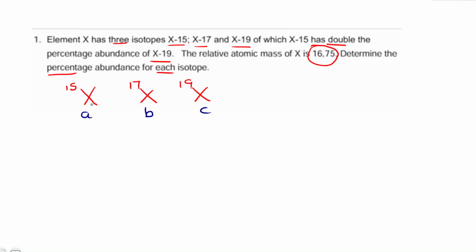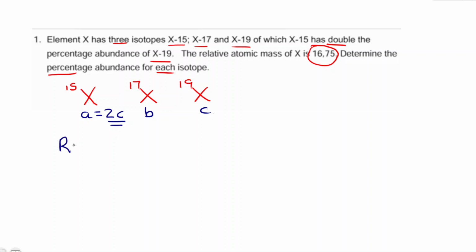In other words, X15 is double the X19. In other words, A equals 2C. So we know that X15 is double the abundance of X19. If X19 is C, that means X15 should be 2C, double the percentage of X19. Then they said the relative atomic mass is 16,75.